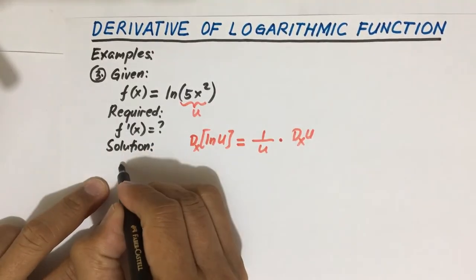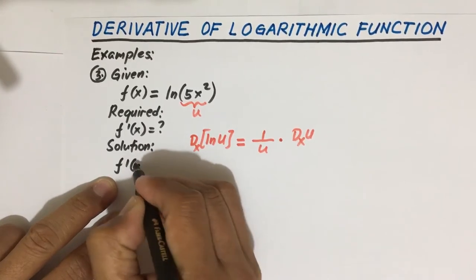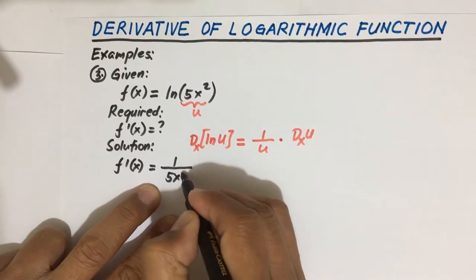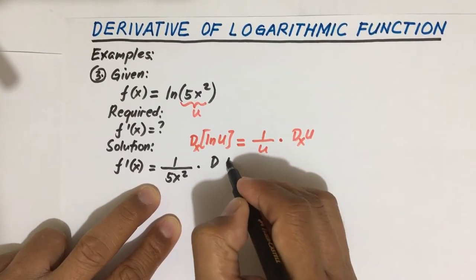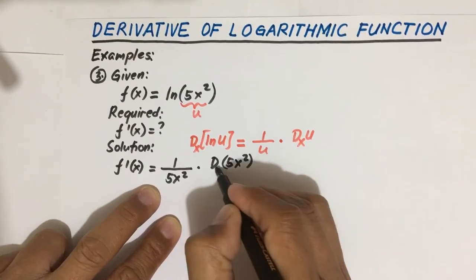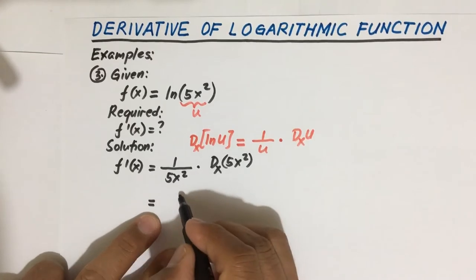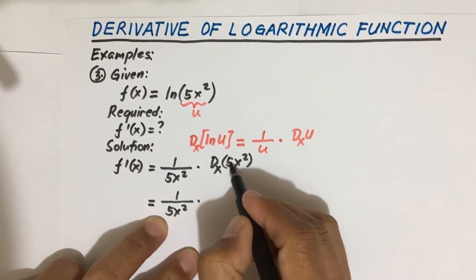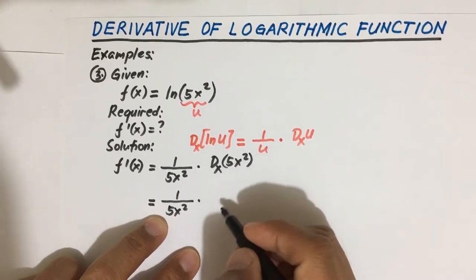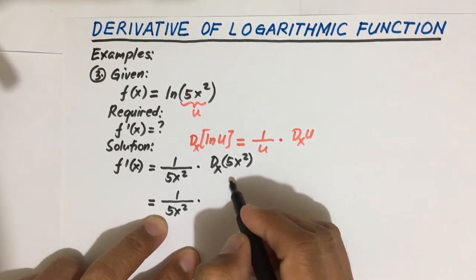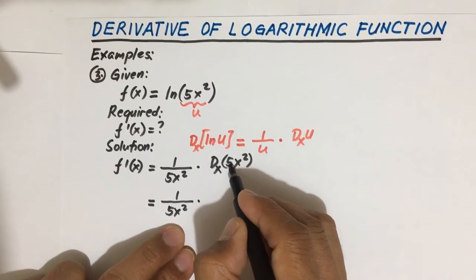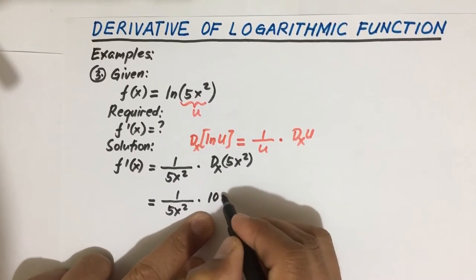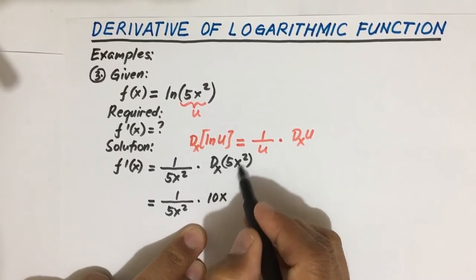Okay, so we have f prime of x equal to 1 over u, where u is 5x squared, times the derivative of u, where u is 5x squared. So derivative of this with respect to x, so equal to 1 over 5x squared times the derivative of 5x squared. It's a combination of constant multiple and power rule. So the power will go down, multiplied by 5, multiplied by x, then the power will be 2 minus 1. So we have 10x. So this is the derivative of 5x squared, that is 10x.